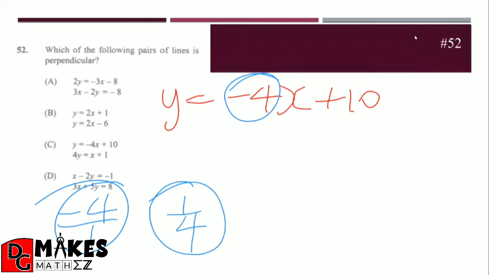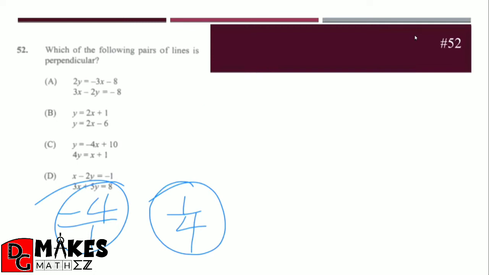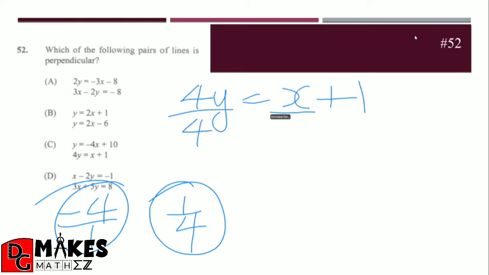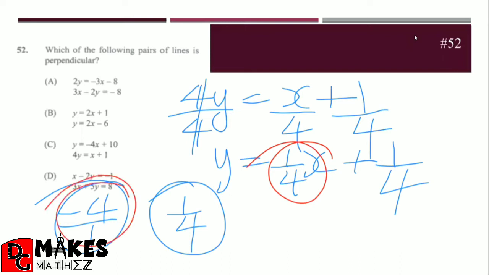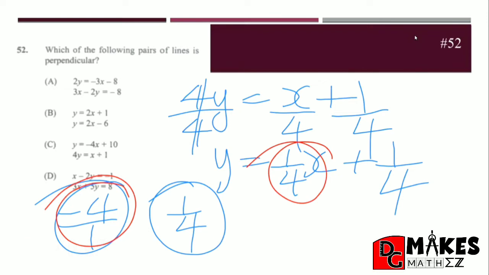So here we go. We take the next equation, which is 4y equals x plus 1. We want just y to be on one side by itself, so I divide everything by 4. So y equals x over 4, or a quarter x plus a quarter. There we have it. Our gradient for this one is a quarter, and our gradient for the other one would have been negative 4. They are negative reciprocals of each other. So there we have it. C would have been our answer. You can pause and take notes.